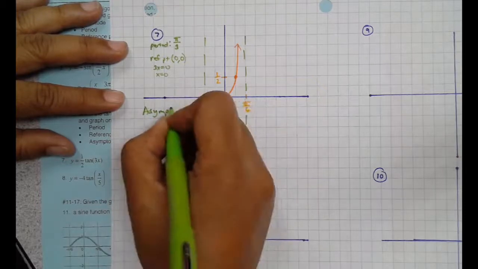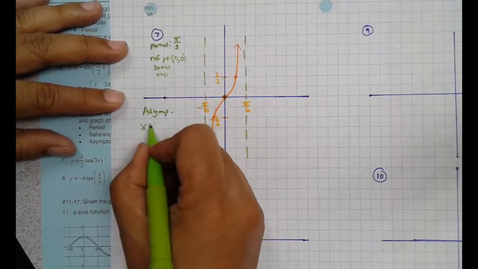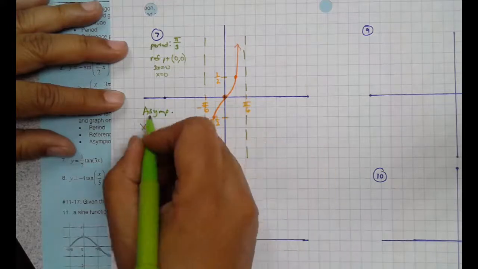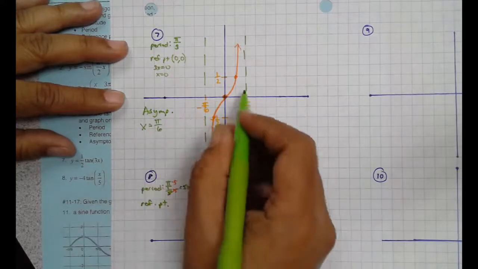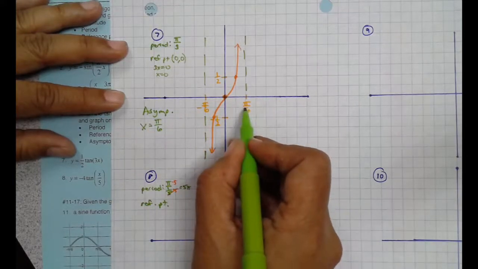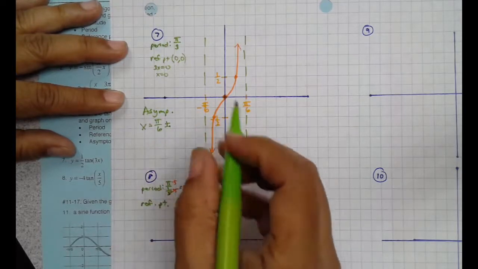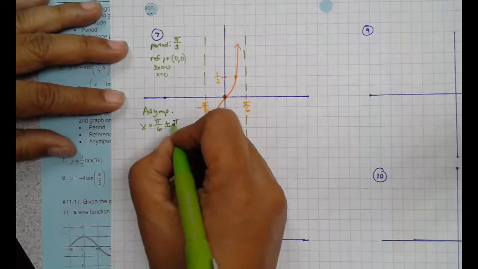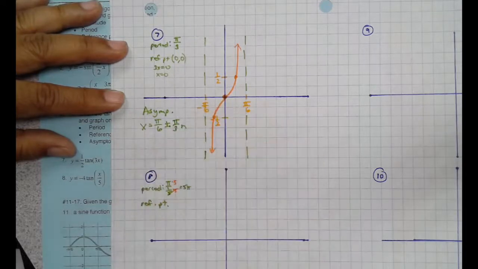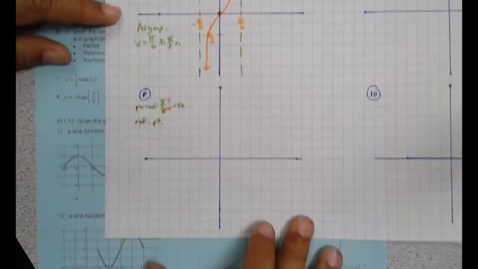So the equation of the asymptote, it's x equals, and you pick either one of these two. I'll pick pi over 6. You start with the actual asymptote value for x, and then plus or minus the period times n. The period is pi over 3. So pi over 3 times n. Okay. All right, now we'll go back to number 8.